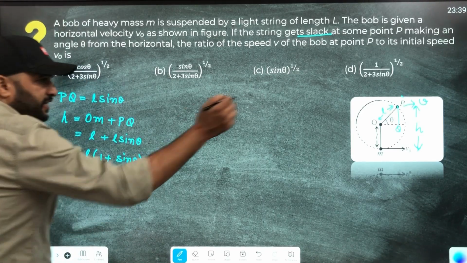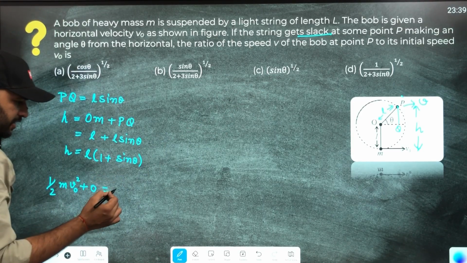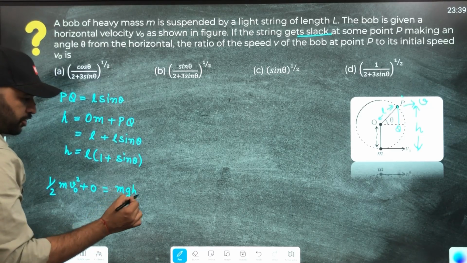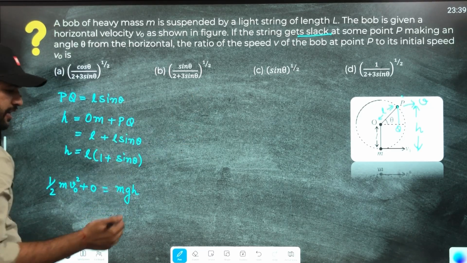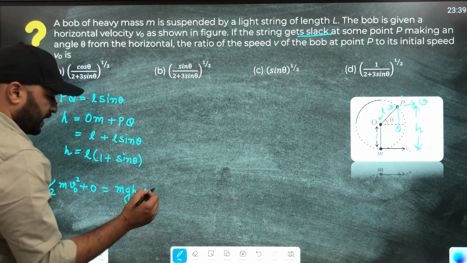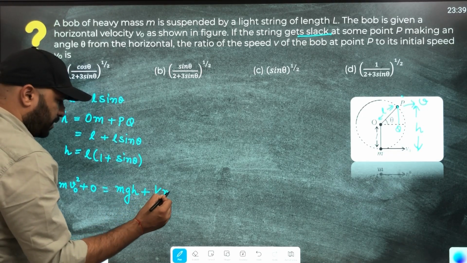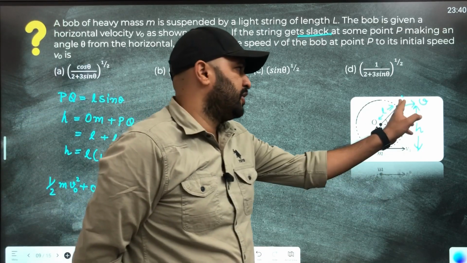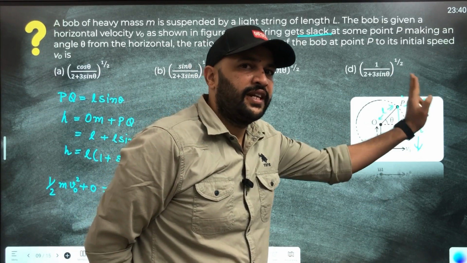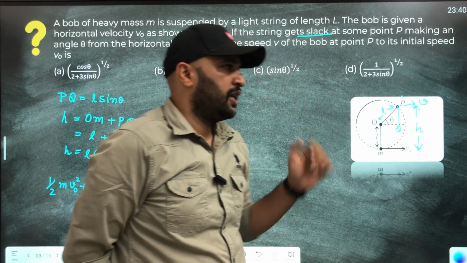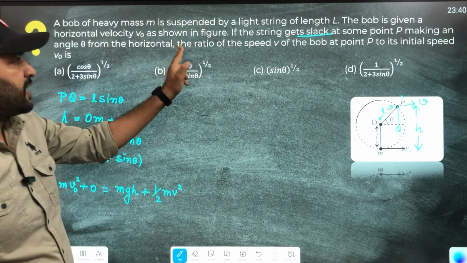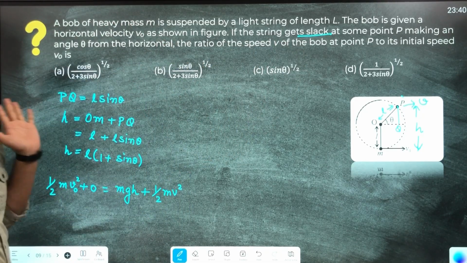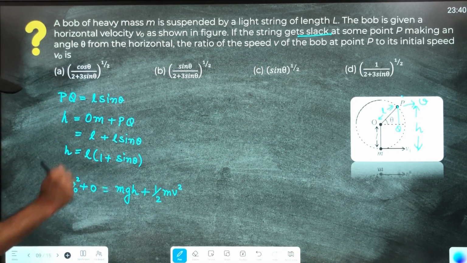When it reaches point P, the potential energy will be m g h, where h is that height, plus the kinetic energy, half m v square. What is v? V is the velocity at that point, and the initial velocity is V naught. What is the question asking? The question is asking for the ratio of the speeds v and v naught. We'll find that within a minute.